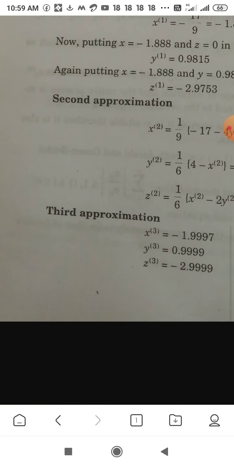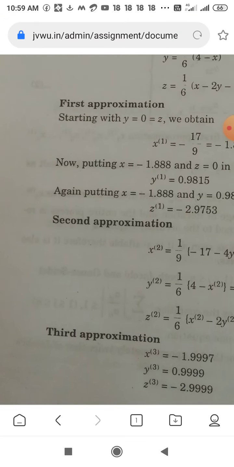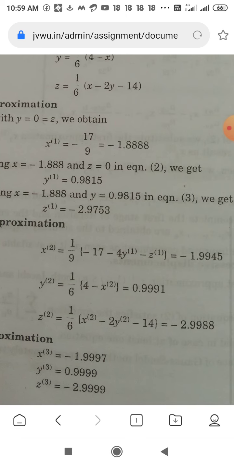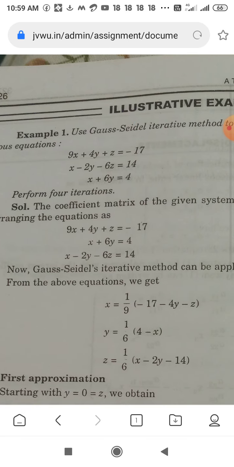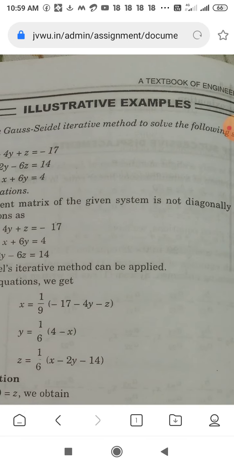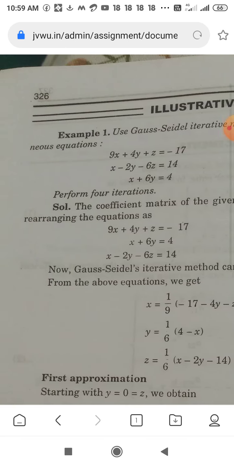Similarly we can find the third approximation by applying this method and repeating with the values of the further iteration, and the same procedure applies for getting the fourth approximation. So this is the approximation method for finding the solution by the Gauss-Seidel iterative method.